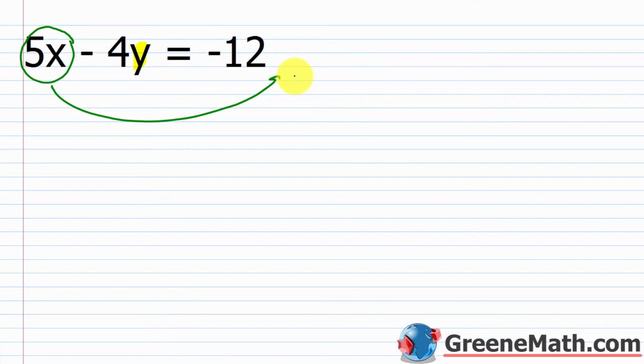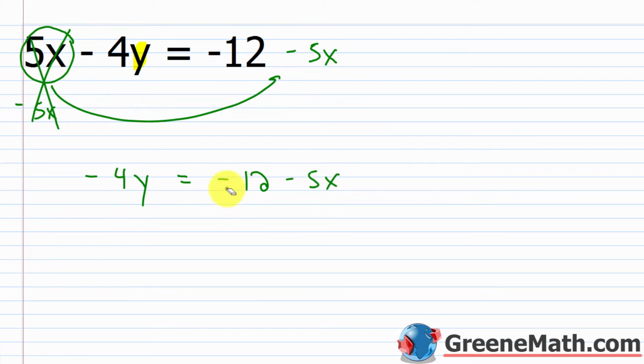And I do that by just subtracting 5x from both sides of the equation. So this would cancel itself out. I'd have -4y is equal to -12 minus 5x. Of course, I'm going to switch the order there. So I'm just going to write that as -5x minus 12.